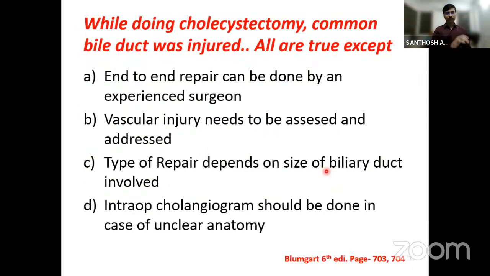So by doing cholecystectomy, the common bile duct was injured. All are true except.